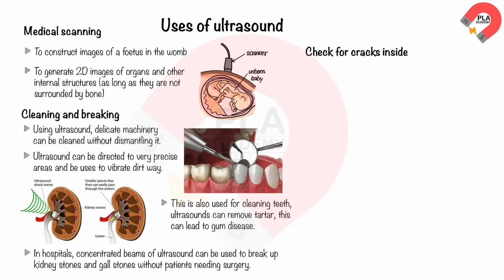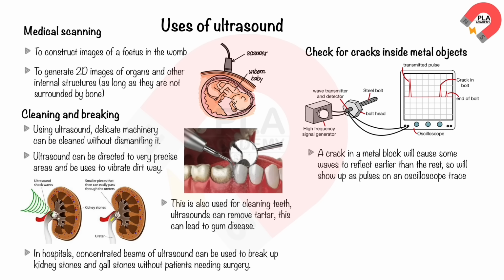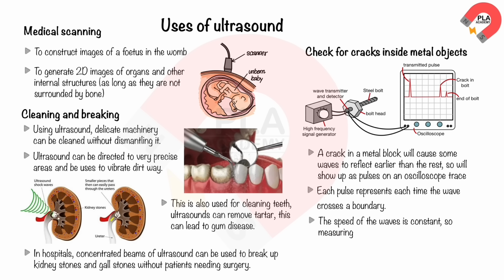Check for cracks inside metal objects. A crack in a metal block will cause some waves to reflect earlier than the rest, so will show up as pulses on an oscilloscope trace. Each pulse represents each time the wave crosses a boundary. The speed of the waves is constant, so measuring the time between emission and detection can allow the distance from the source to be calculated.